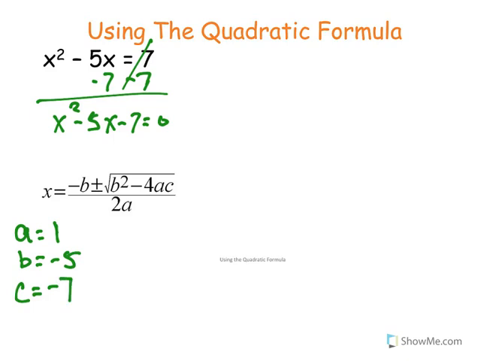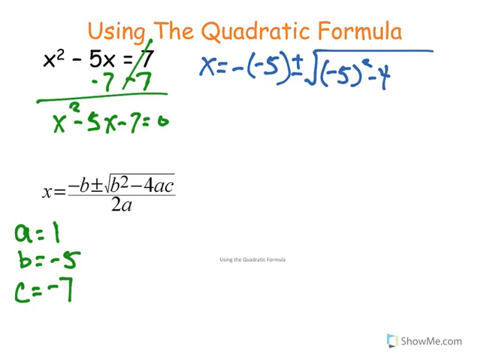So now I'm going to jump to my quadratic formula, right? So I've got x is equal to negative 5 plus or minus the square root of b, which is negative 5 squared, minus 4 times a, which is 1, times c, which is negative 7. And that's all going to be divided by 2 times a, which is 1.